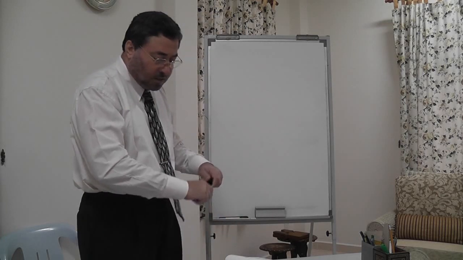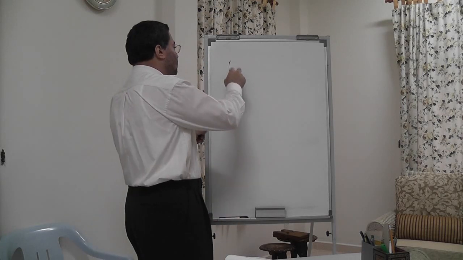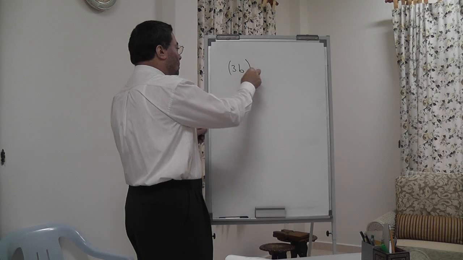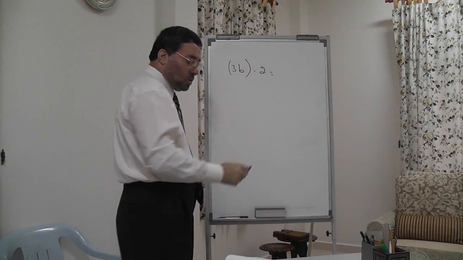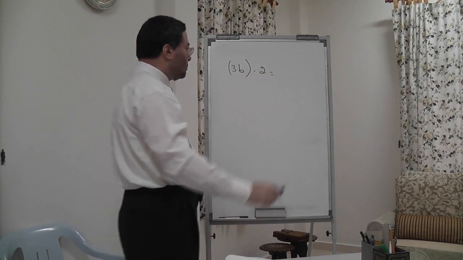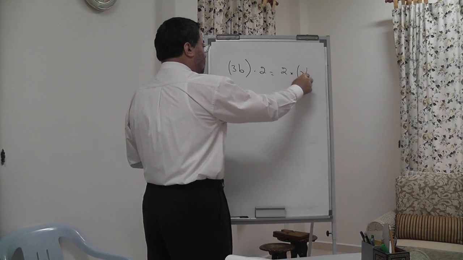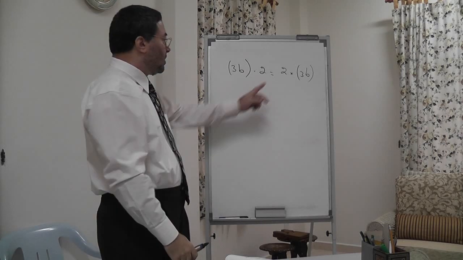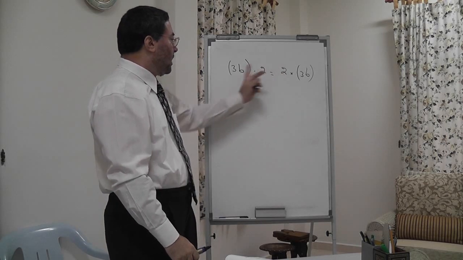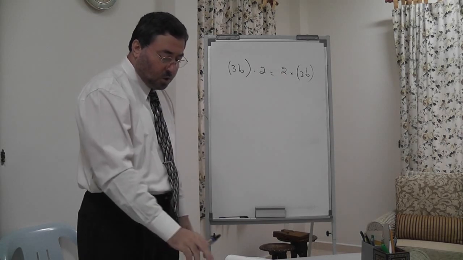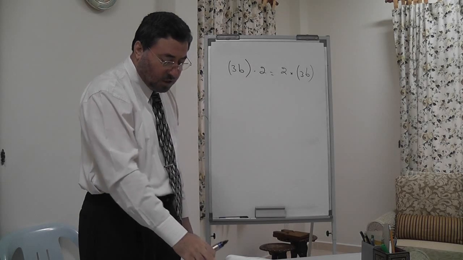Number 7, 3b times 2 is equal to 2 times 3b. Here I simply change the order of the 2 and the 3b, and this is the commutative property of multiplication.